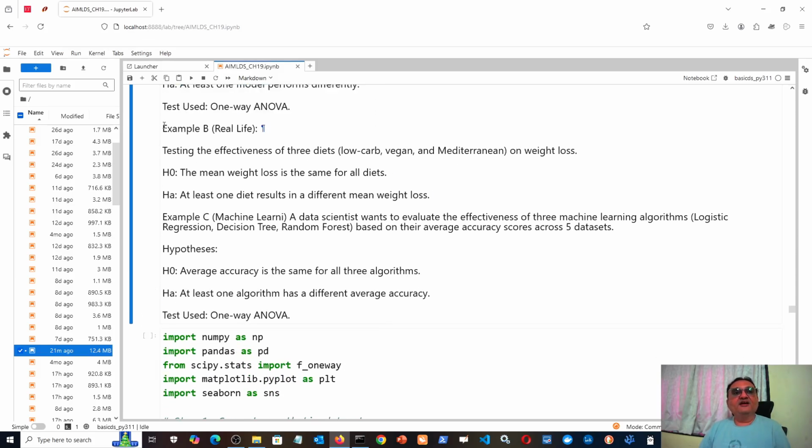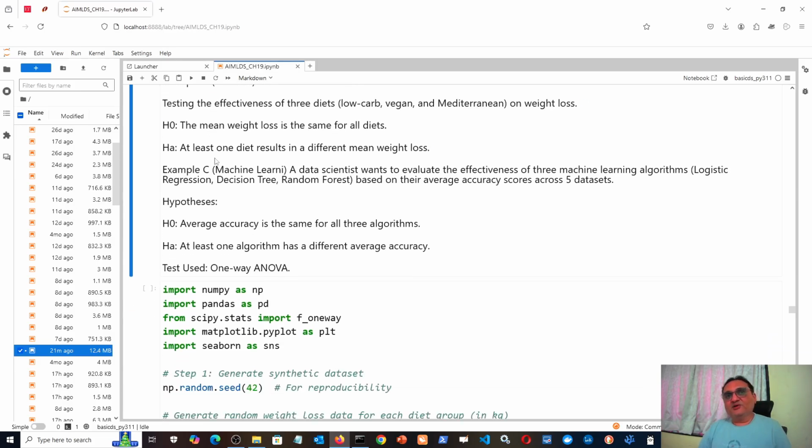Then similarly, here is a second real life example. Suppose you are running a gym and you have say around 27 clients, all of whom want to lose weight, and you want to try 3 different diets on them. One is a low carb diet, another is a vegan diet, and another is a Mediterranean diet, and you want to see which diet is more effective for weight loss.